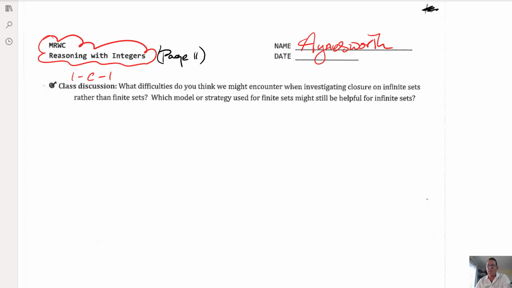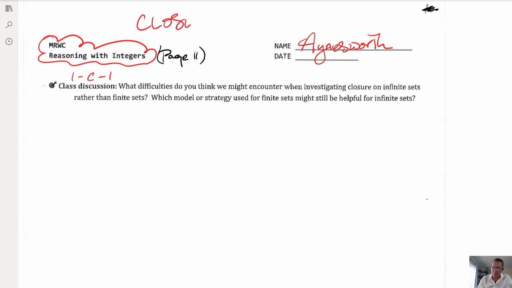Hey everybody, this is Mr. Ainsworth, and we're going to get into a little prep here for Activity 1C1. And to do that, though, we're going to investigate a couple new concepts here dealing with our main theme so far, which is called closure.